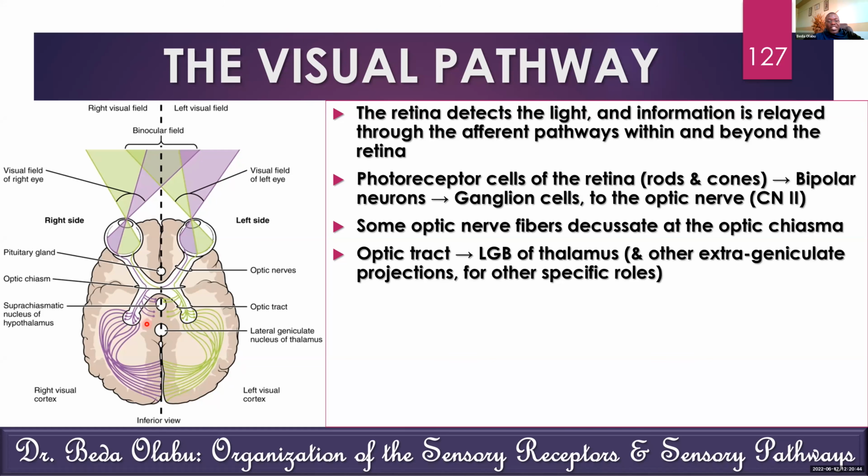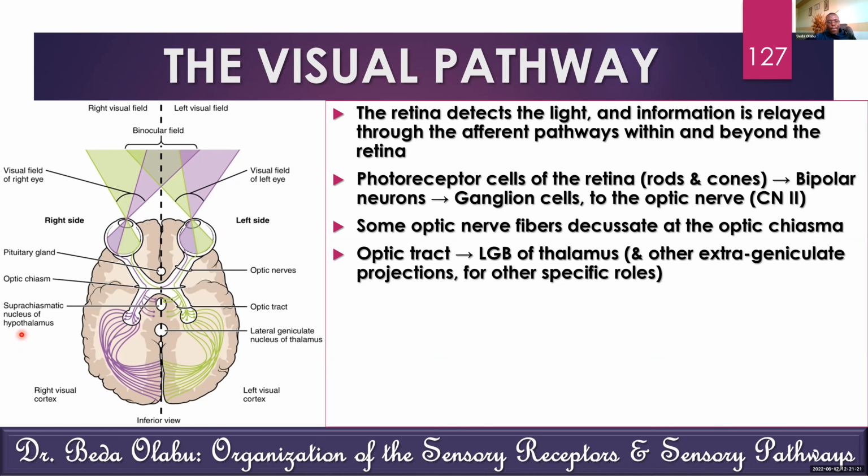The second extrageniculate projection is the suprachiasmatic nucleus of the hypothalamus, the one labeled there. Suprachiasmatic nucleus of the hypothalamus. The projection to the hypothalamus is the one the brain uses to know it is daytime or nighttime based on the amount of light that enters. So that one helps to set the biological clock.